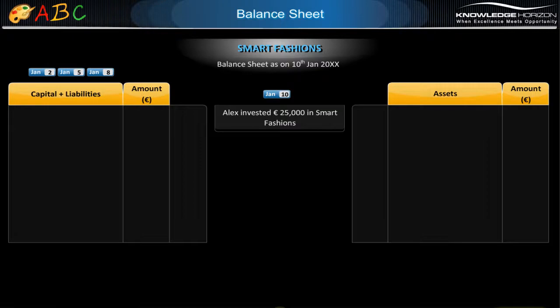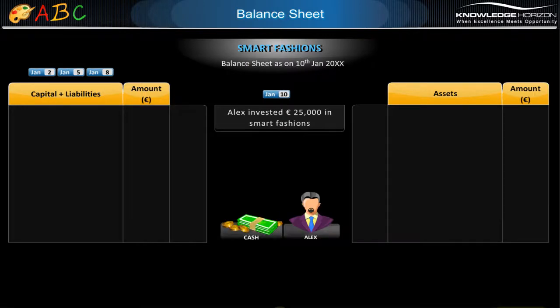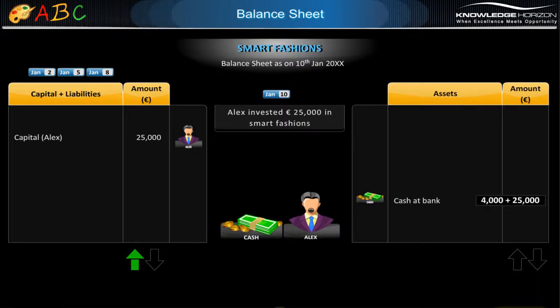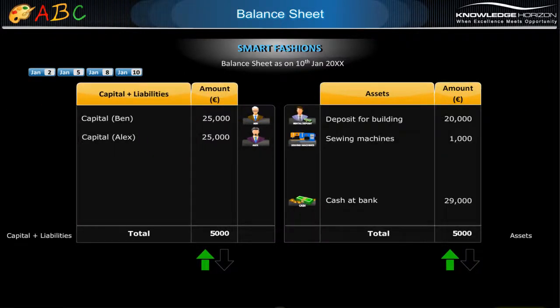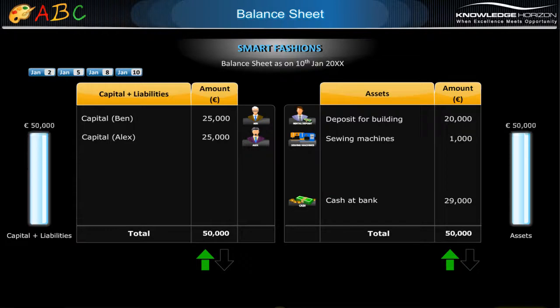On 10th January, Alex invested €25,000 in Smart Fashions. The amount brings additional capital into the business, which increases the liabilities. The increase in cash at the bank increases the total assets. Both sides of the balance sheet now total €50,000.